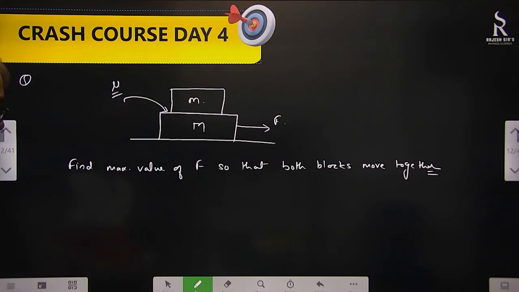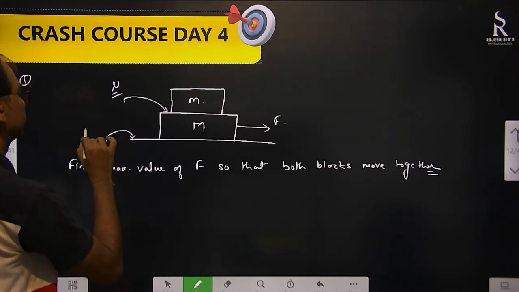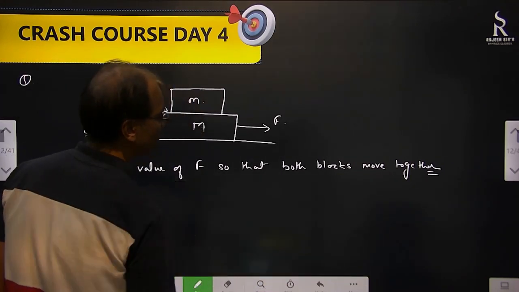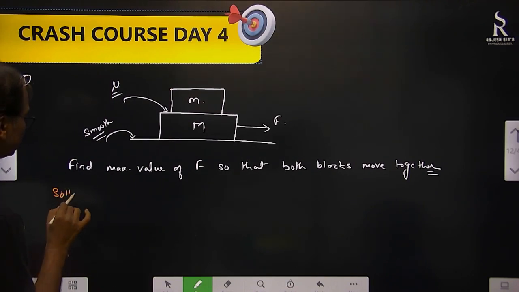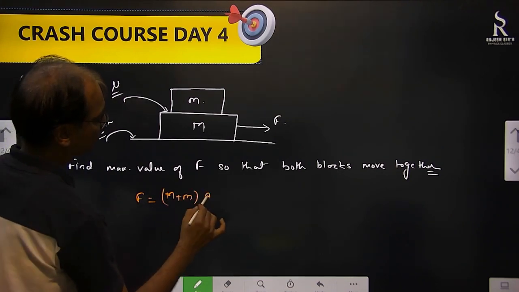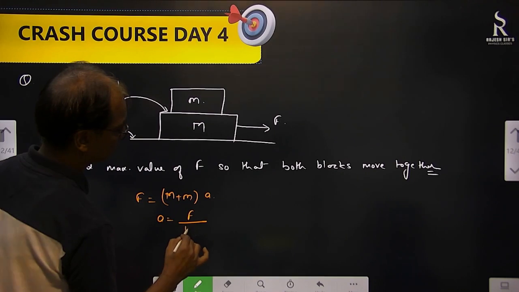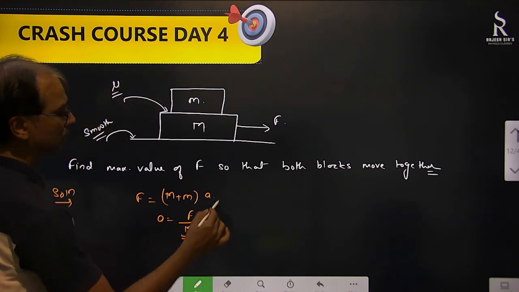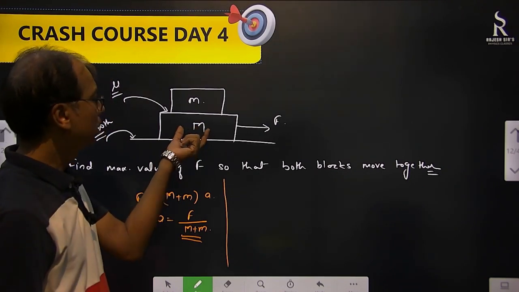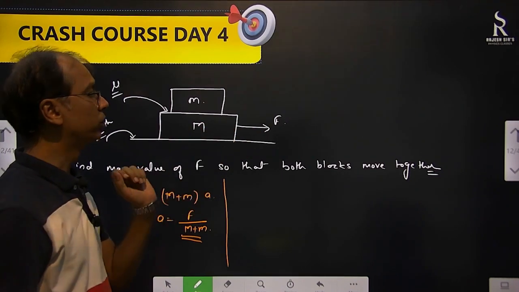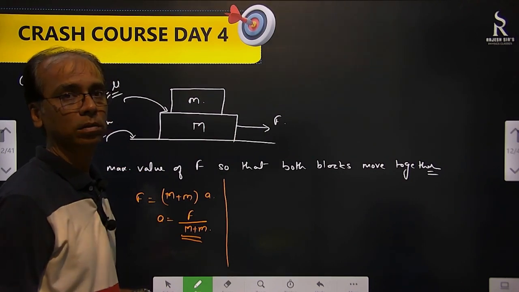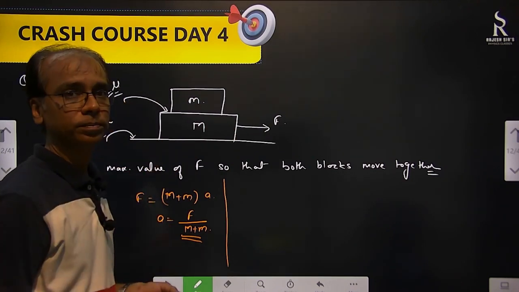Both the blocks move together. So, okay, this is smooth. If they are moving together, then the first thing we do is write the acceleration as F by (m plus m). Then the question is, on this block you applied force, so this is going to move, understandable. But then why is the upper block moving? The upper block is moving because of friction. There is friction between these two.